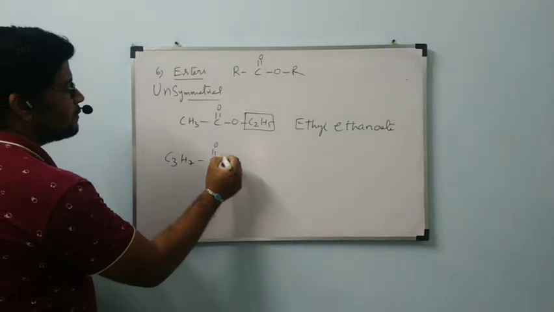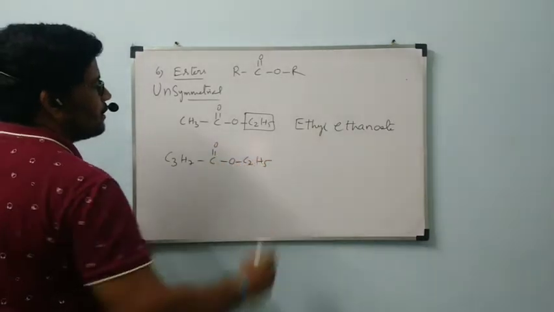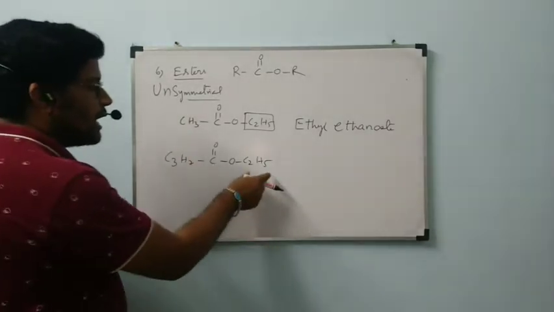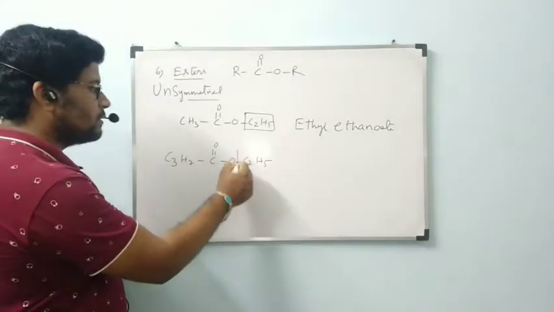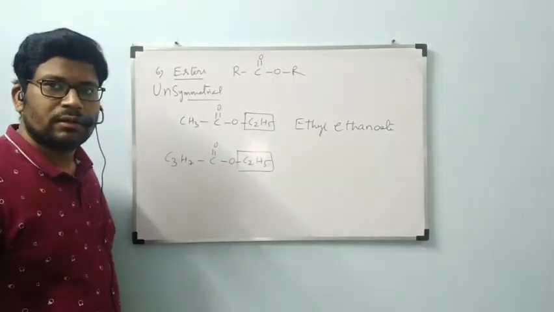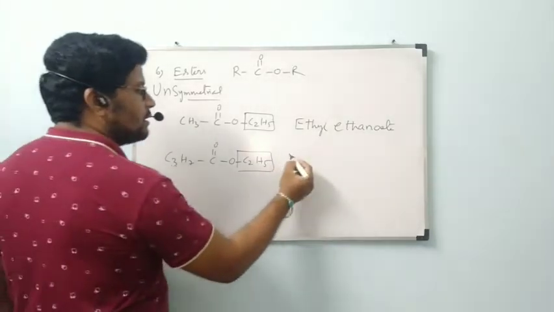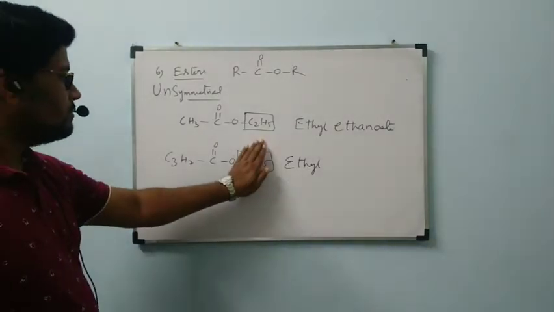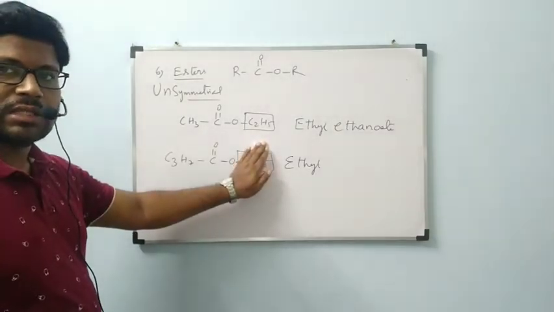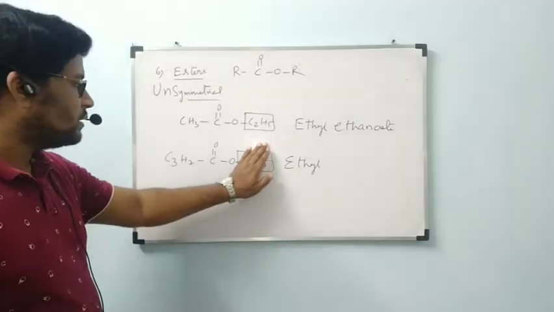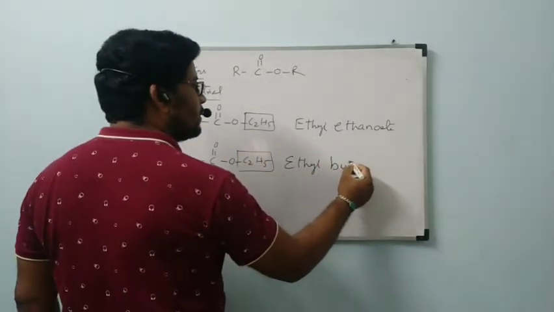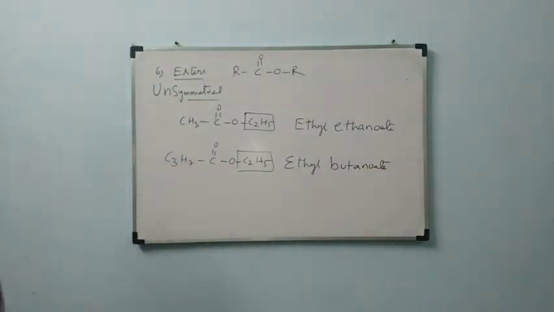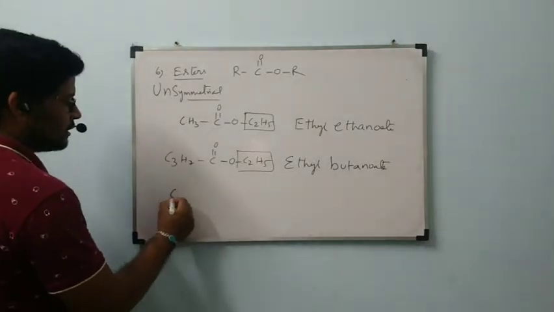C3H7 C double bond O OC2H5. The 2 R groups are not the same. Okay, the alkyl group which is bonded to oxygen, close that one. Then what is the name of that one? Ethyl. Close that one. How many carbons do we have outside, excluding the alkyl group bonded to oxygen? 4 carbons. Butanoate. Ethyl butanoate. Like this. Next.